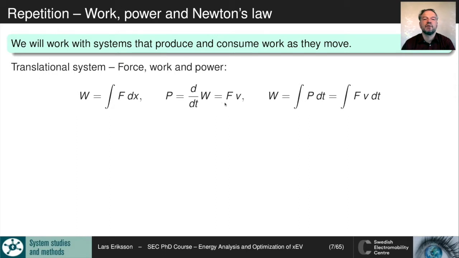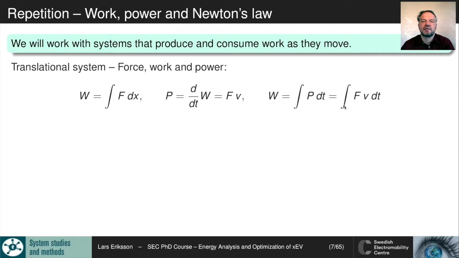And if we look at it from a vehicle perspective, the power that is required from the vehicle is the force times its velocity. The work and power relation is that we can integrate the power over time to get the work. So these are the same, and this is also power that we integrate over time. And we see here that we have this natural change of variable here with v dt, which is the same thing as dx.